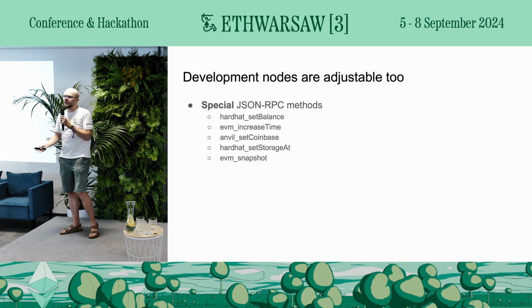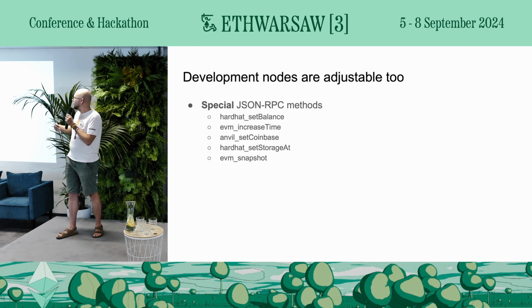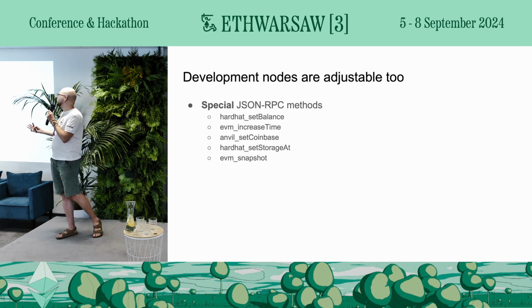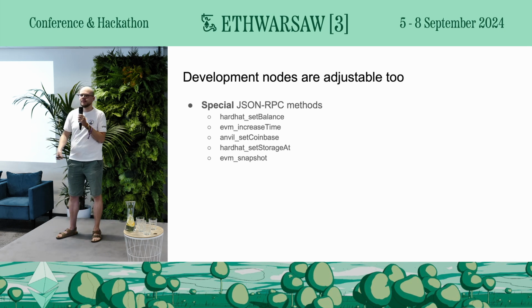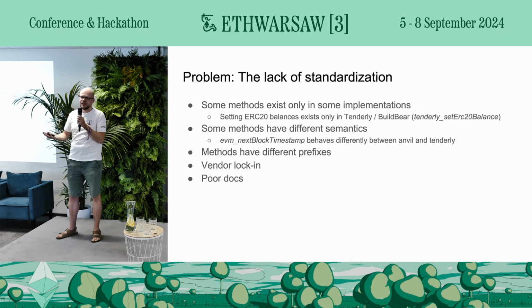So development nodes, similarly to testing environments, are pretty adjustable. There are these special JSON RPC calls that allow us to do similar things to cheat codes in Foundry. So, for example, we can use hardhat_setBalance to change the Ethereum balance of a certain account in a Hardhat node, or there are Anvil-specific cheat codes. So the problem here is the lack of standardization of these special JSON RPC calls.